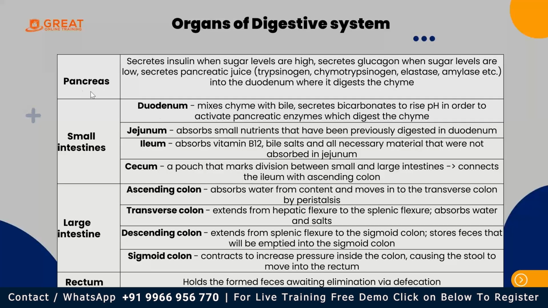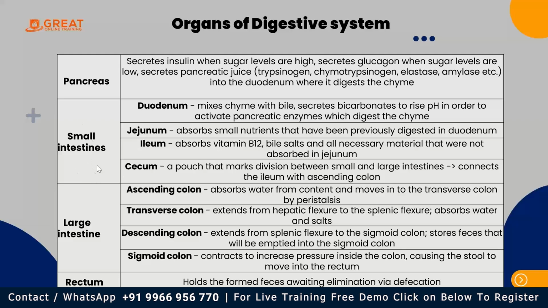Then we have the pancreas, which secretes insulin when sugar levels are high and glucagon when sugar levels are low. It also secretes pancreatic juice, which contains trypsinogen, chymotrypsinogen, elastase, amylase, etc., into the duodenum, where it digests the chyme.